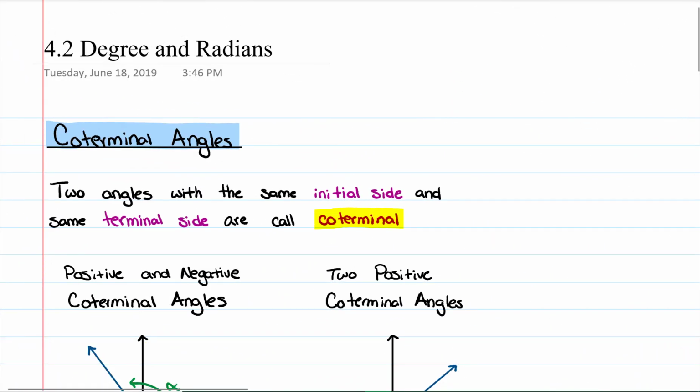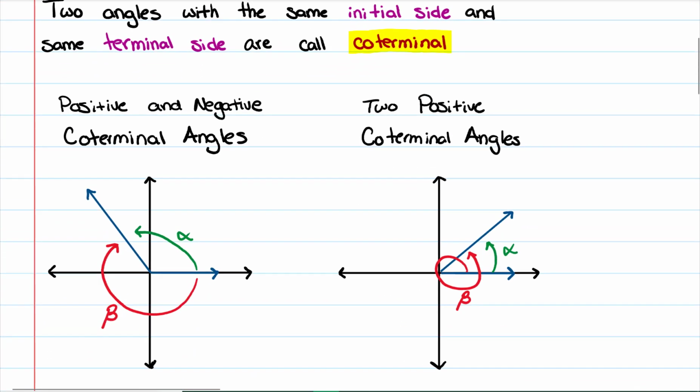In this next video, we're going to talk about coterminal angles and a little bit about which quadrant is defined by which angle. Two angles with the same initial side and the same terminal side are called coterminal. We saw in the previous video that coterminal angles start with the same initial side and then end at the same spot. So two angles that are coterminal, one positive and one negative, look like this. In this case, my alpha angle would be the positive because it rotates counterclockwise.